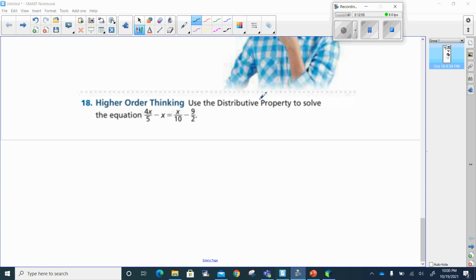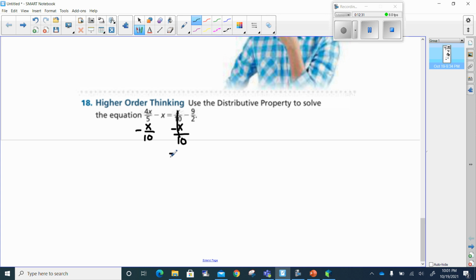All right, to solve this when using distributive properties, I'm going to have to move all of my x's to one side first. So I'm going to subtract x over 10 from this side, which means I can bring it to this side. Well, it means I have to do the same thing to this side. Now that eliminates this one.